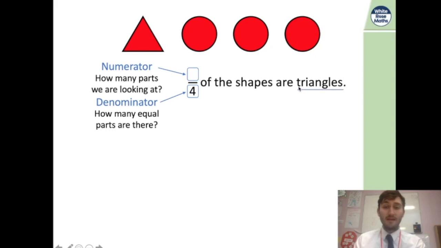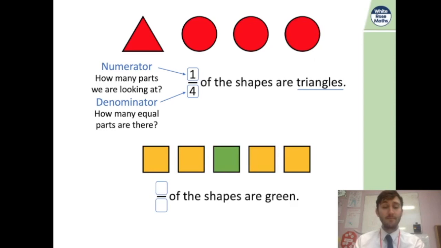And it says here in my question, how many of the shapes are triangles? Well, I've got 1 triangle, so I put 1. So I've got 1 out of 1, 2, 3, 4. A quarter of the shapes are triangles. So now I've got a different one. So remember, my denominator is how many equal parts there are, and my numerator is how many parts we are looking at. So pause the video and have a think and have a go at this one.